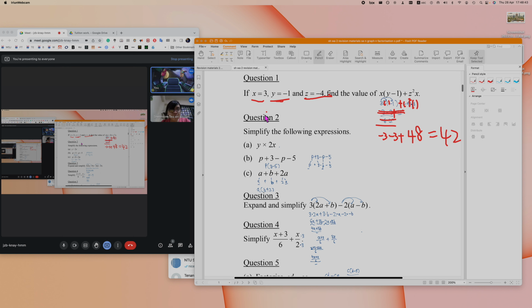Okay, next. Over here the second question is simplify. And I think it's pretty easy. So this is what? 2xy. How come you don't get 2xy? Hello? How come you don't get 2xy?